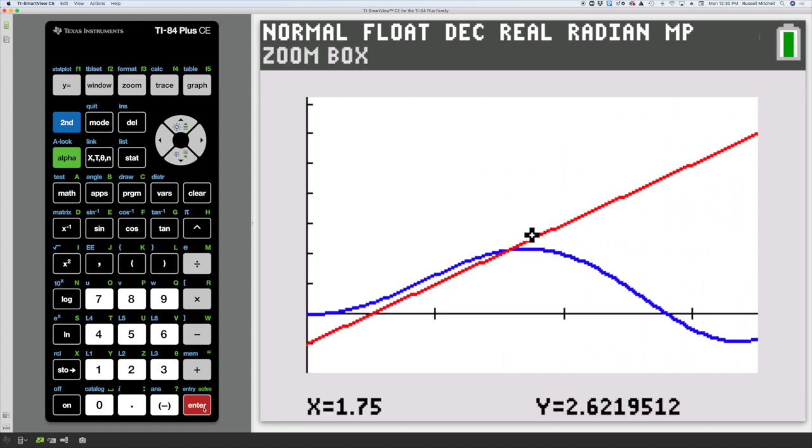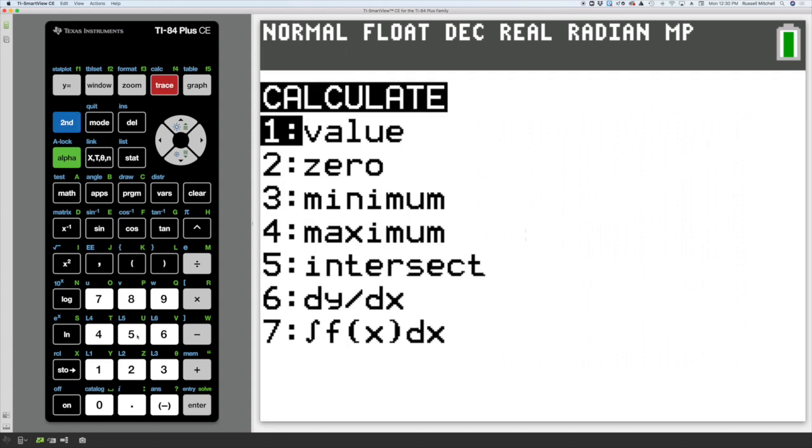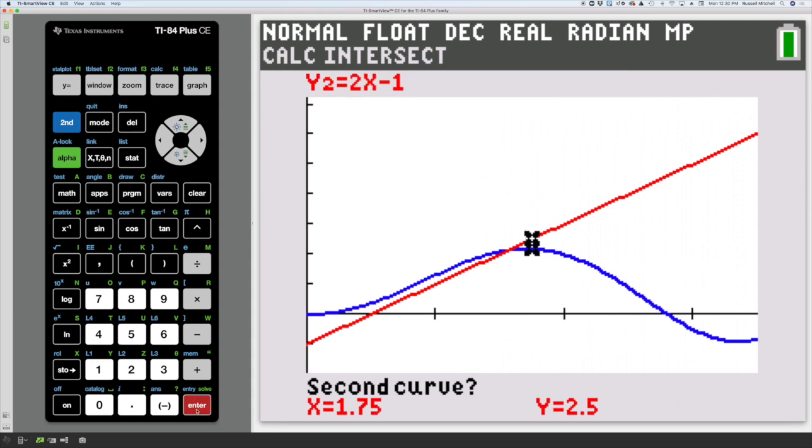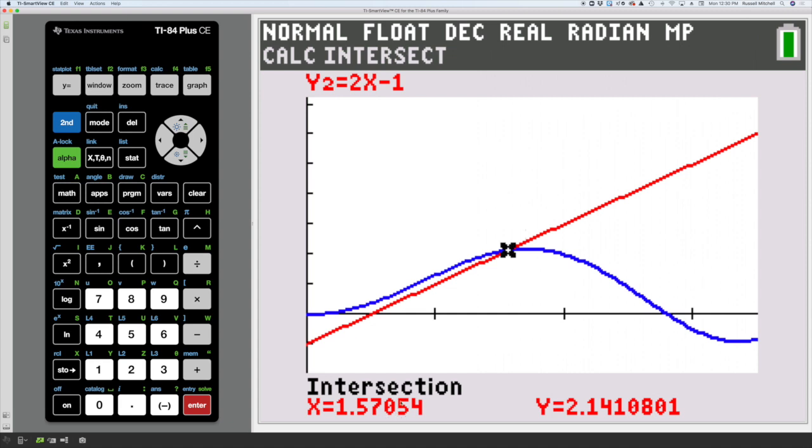I just want to show you this. You wouldn't have to do this. It's right here though, right? That's when the two velocities are the same. So the red one is the velocity of particle 2, and the blue one is the velocity of the first particle. So let's go to second, calc, and then number 5, intersect, and then enter, enter, and guess, just be close to it. It's 1.57, and that 5 in the fourth position will cause this 0 to become a 1. So 1.571.